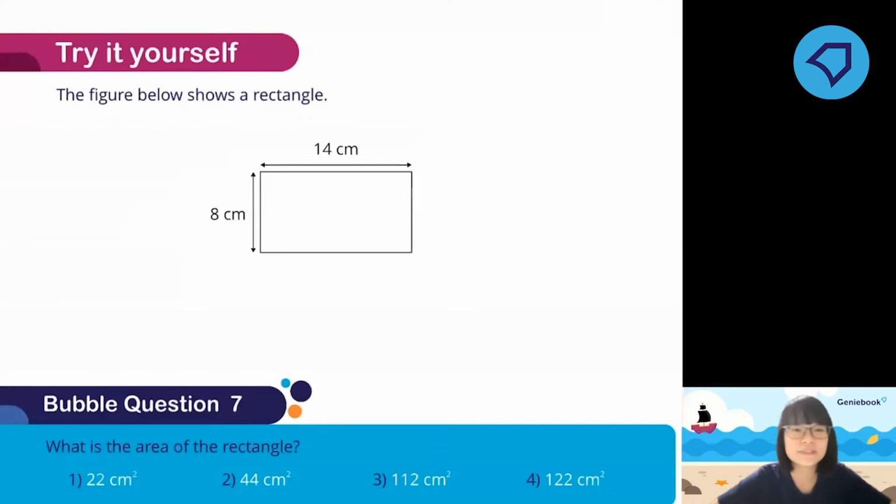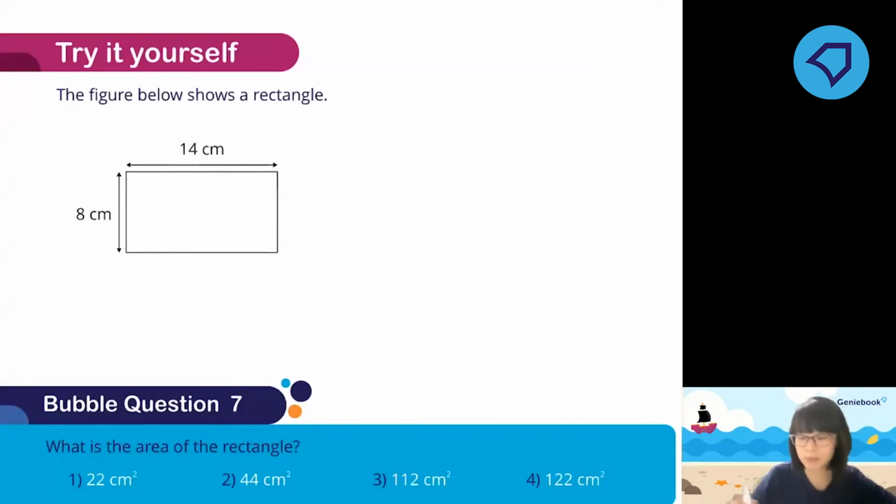Just to make sure you guys are very familiar, the figure below shows a rectangle. Tell me, what is the area of the rectangle? So let me write it down. Do your calculations, do your multiplication working at the side right now because I give you 1 minute for this one. More than enough time. So let me help you guys again.